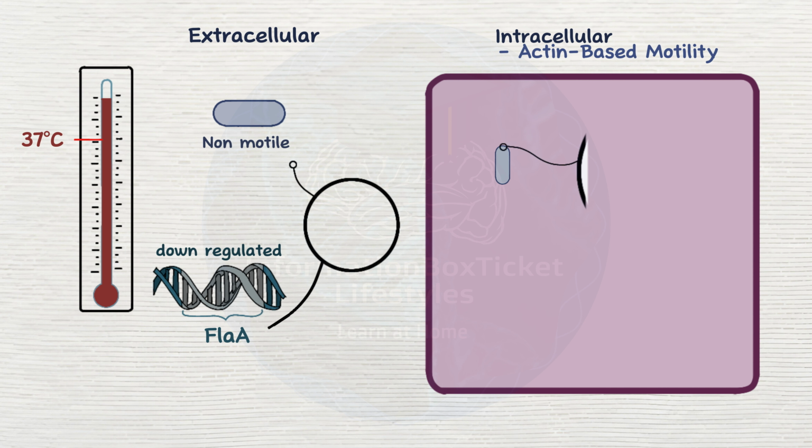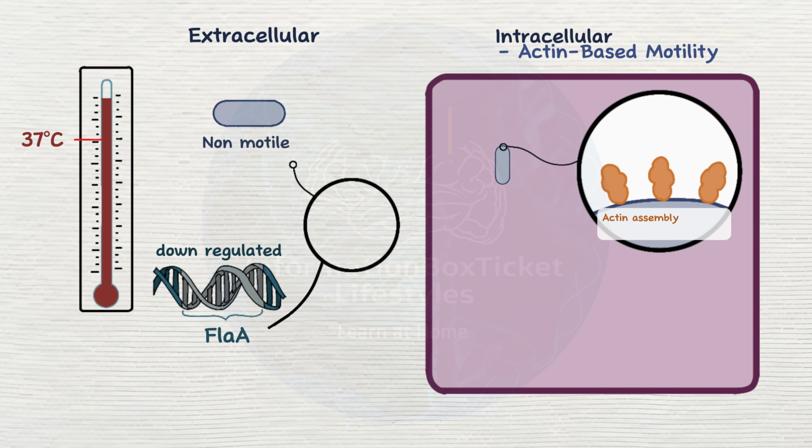L. monocytogenes travels in an intracellular environment via actin-based motility. It begins with the bacteria creating a protein known as actin assembly-inducing protein, or simply ActA, which attracts tiny actin filaments at one end. As additional actin filaments are recruited and polymerized behind the bacterium's end pole, they propel the bacteria forward like a rocket.